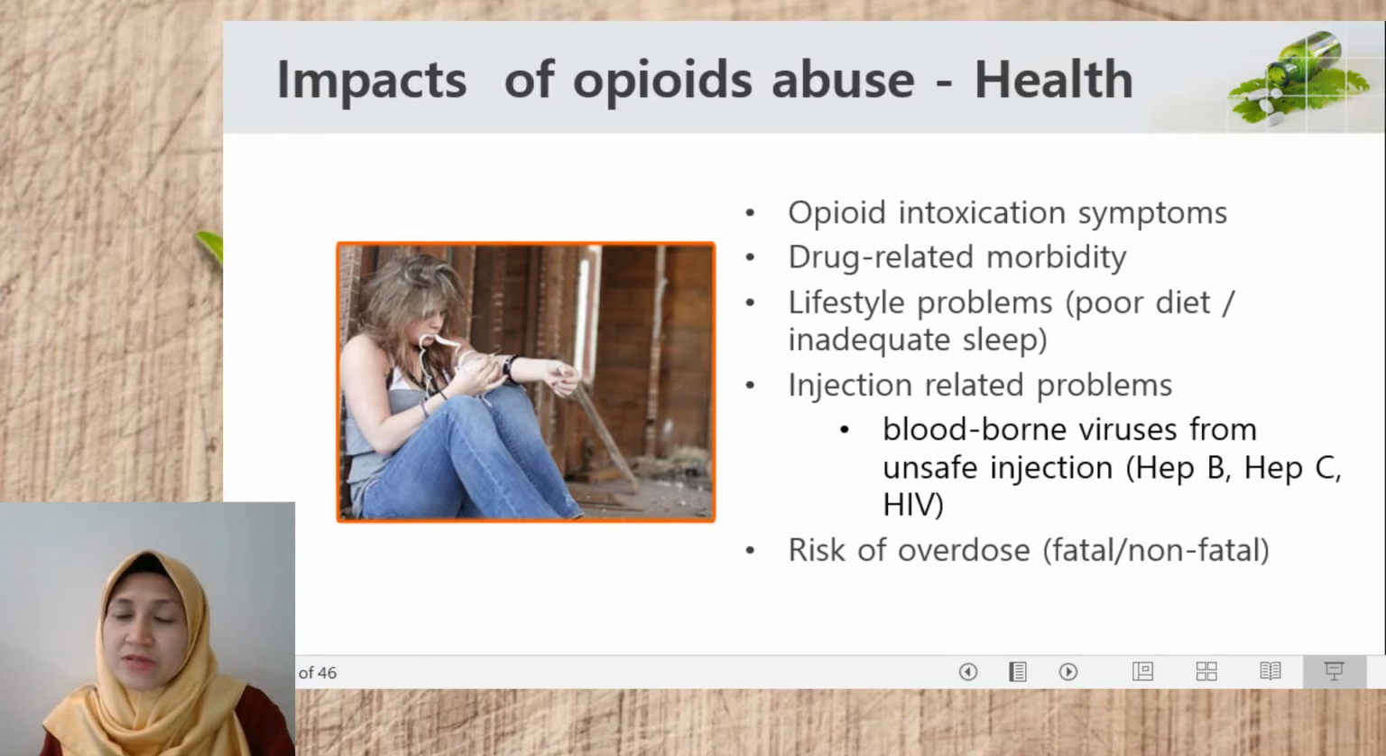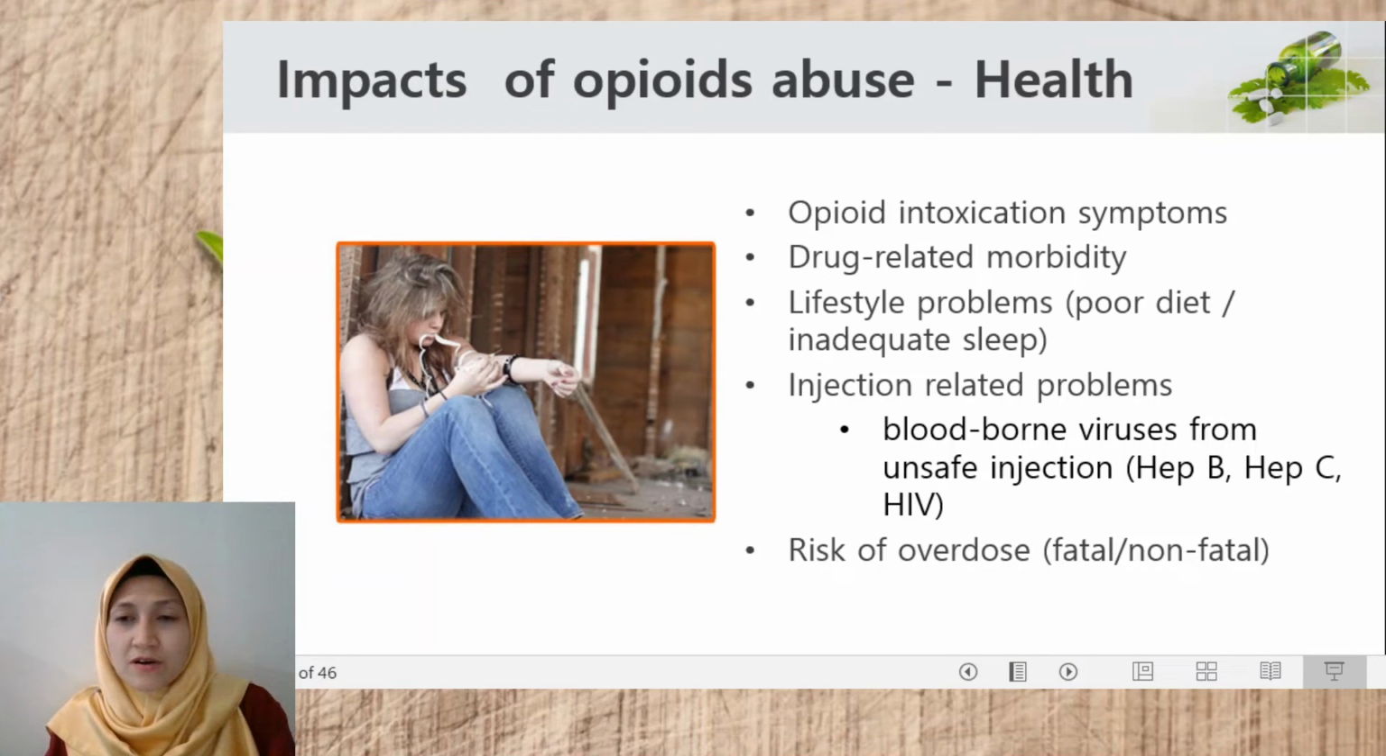And related to society and the community is the blood-borne viruses from unsafe injections. So this is one of the main problems related to injectable drugs. For example, the diseases that can spread through the injection are, as we all know, HIV, hepatitis B, hepatitis C. So this is when the government takes action on the implementation of the needle and syringe exchange program, right?